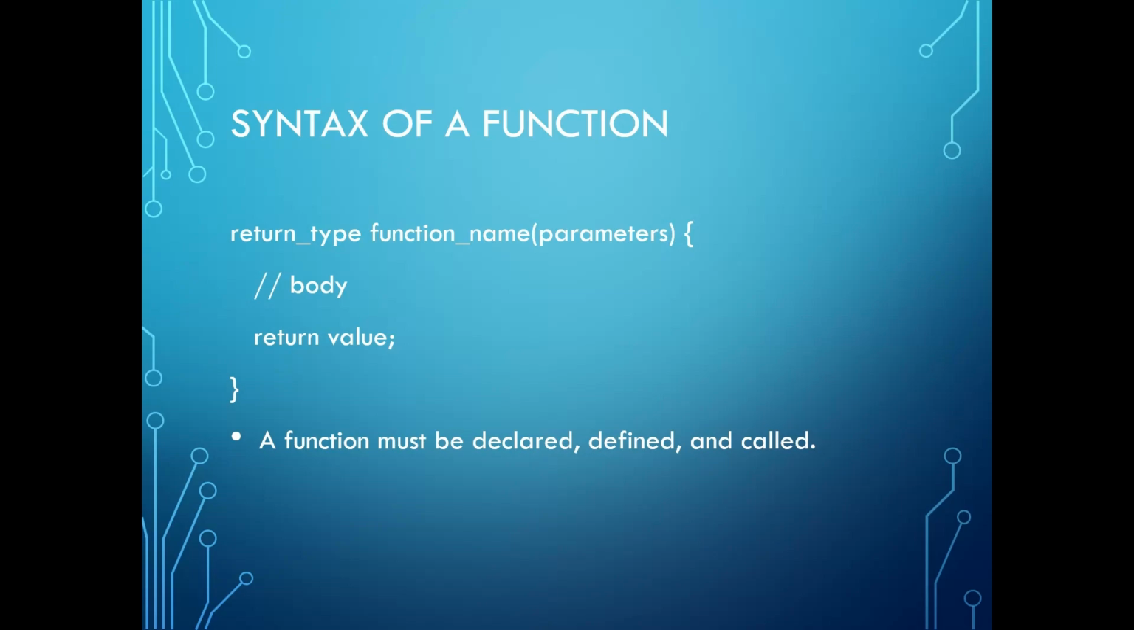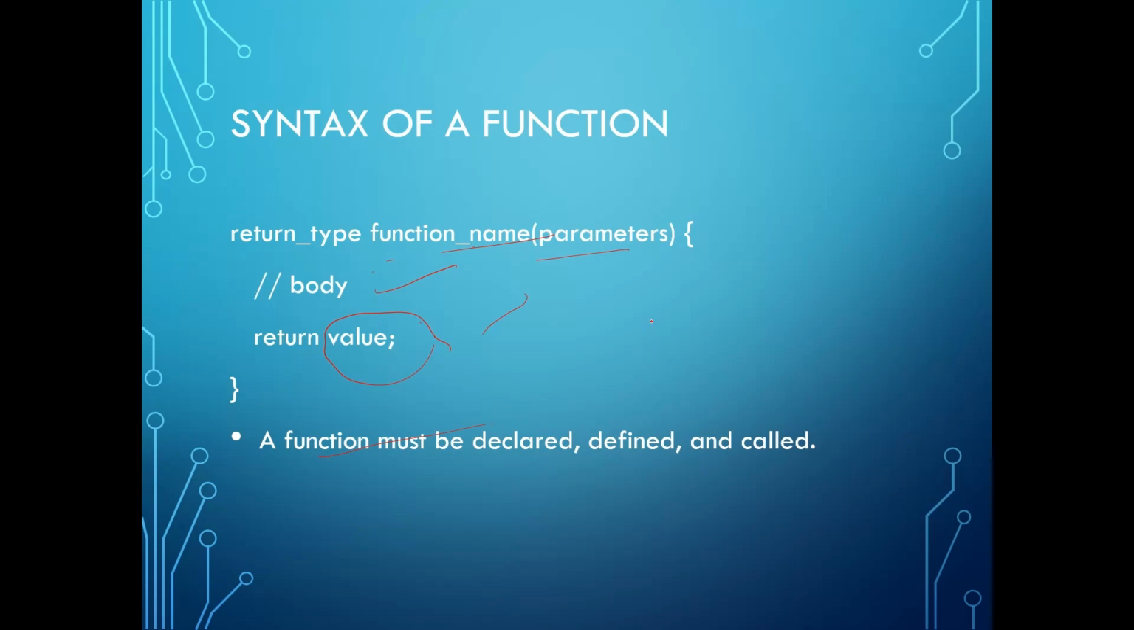So if you're seeing here, this is the syntax of a function. Here you write the function name and parameters, the arguments which you pass to the function, and the body of the function, where you write the action performed inside that body, and return the final value which you want to return into the main function from where it is calling. So a function must be declared, defined, and called.